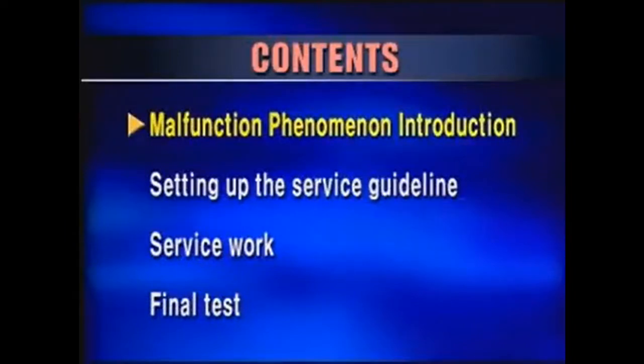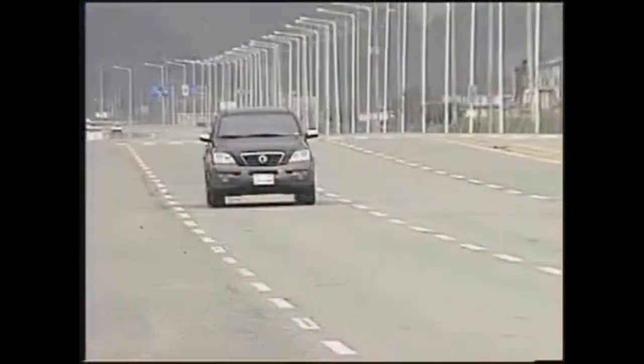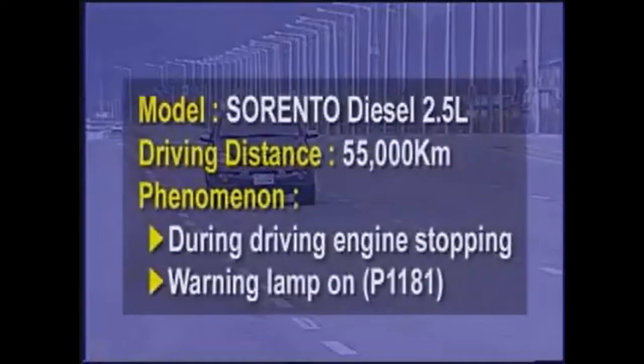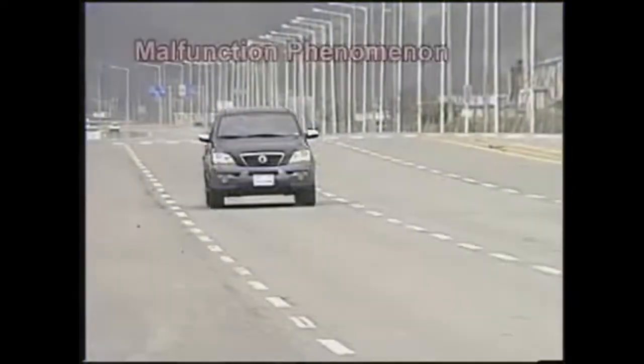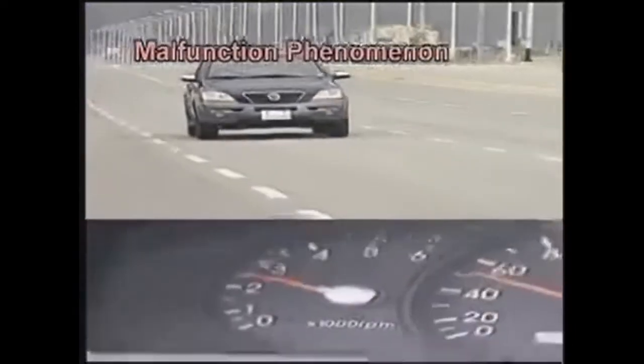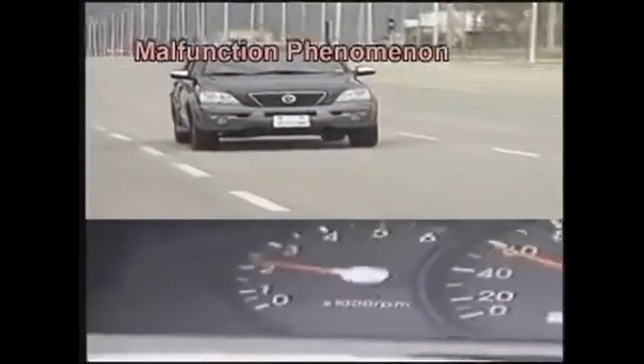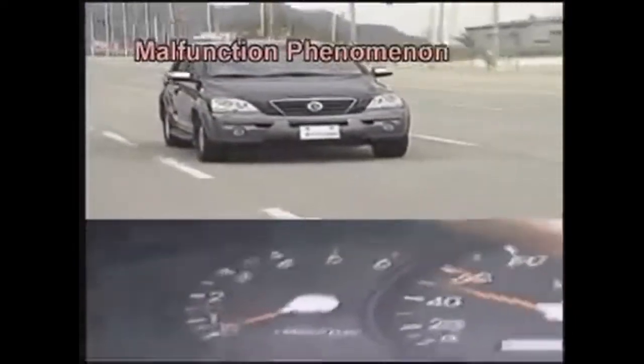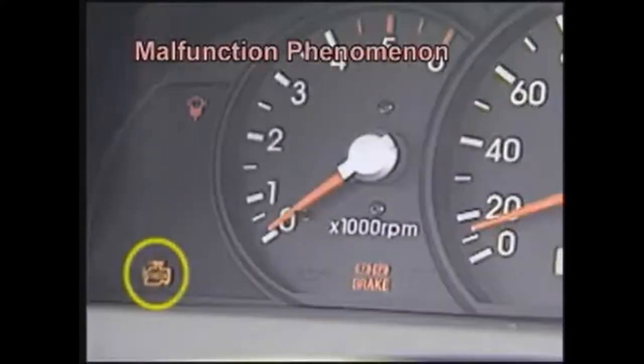Malfunction phenomena introduction. The related vehicle model is the Sorento 2.5 diesel with regards to a typical malfunction occurring at roughly 55,000 kilometers. Now, let's see the malfunction phenomenon on the screen. When driving, the vehicle's engine stops with the engine warning lamp on. At this time, you can see that the engine's RPM rapidly decreases and that the engine warning lamp is on.